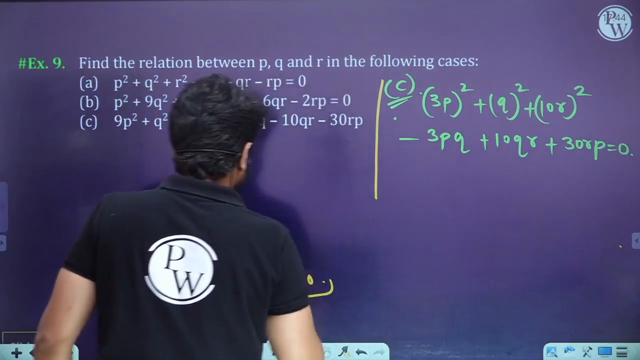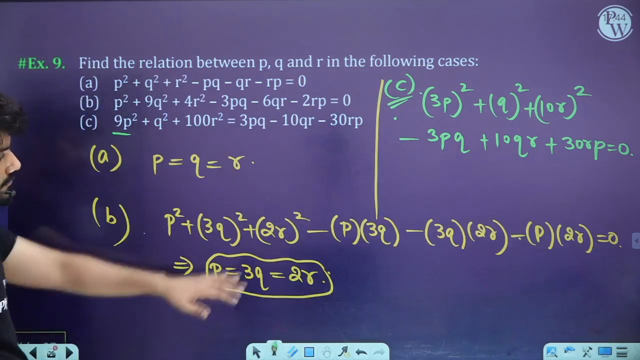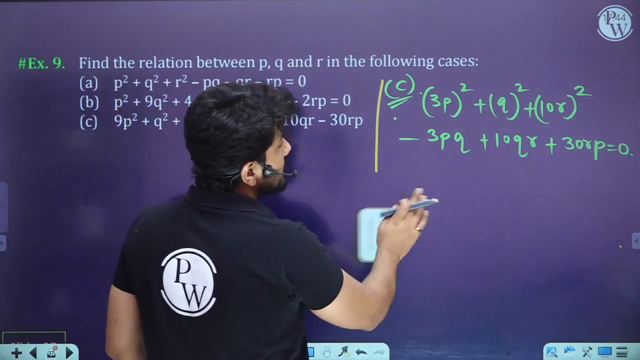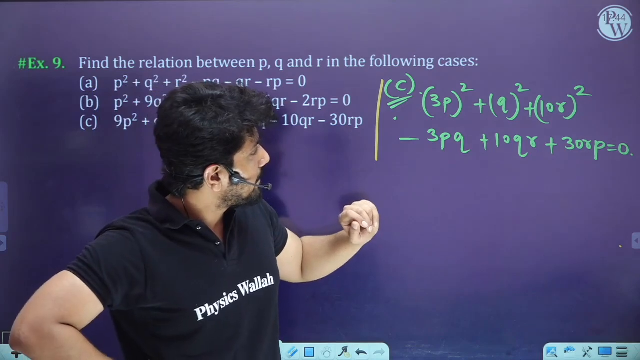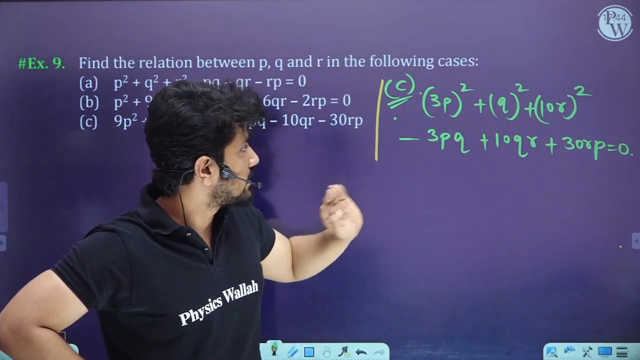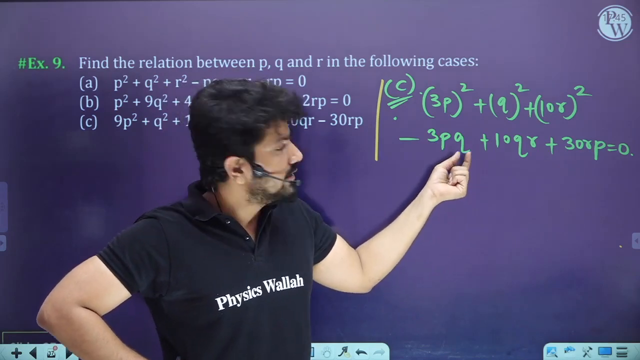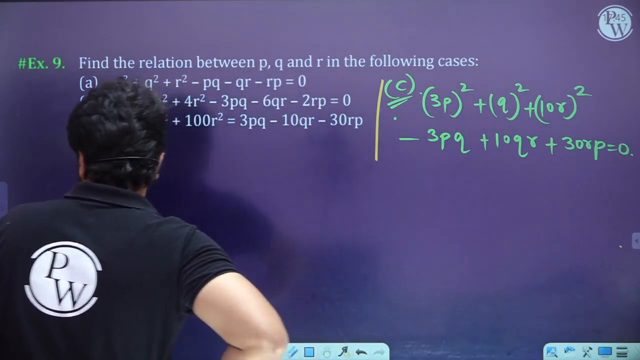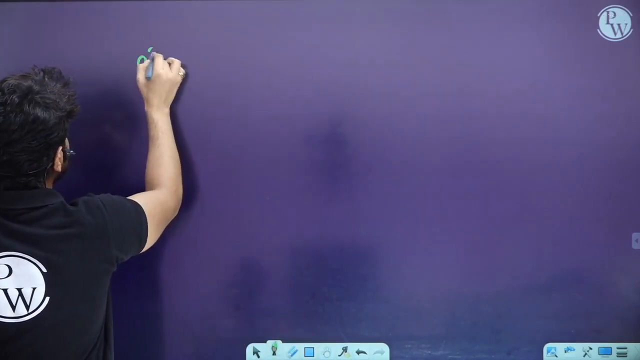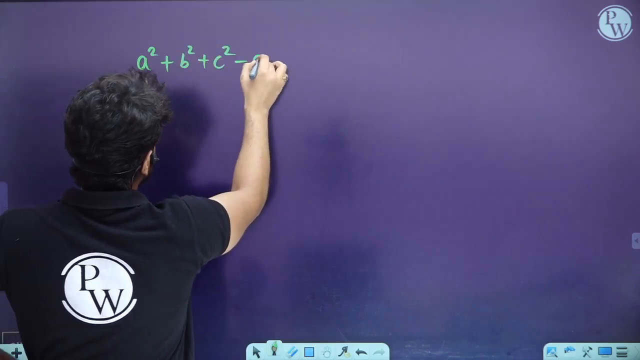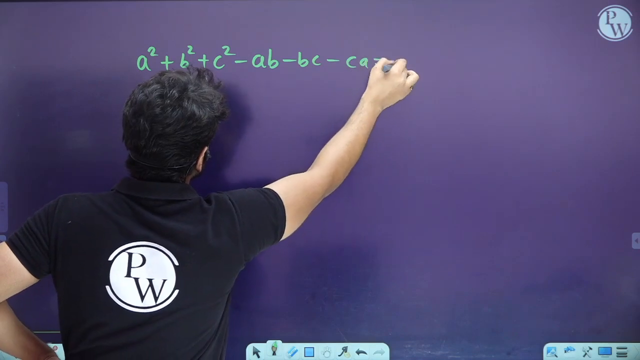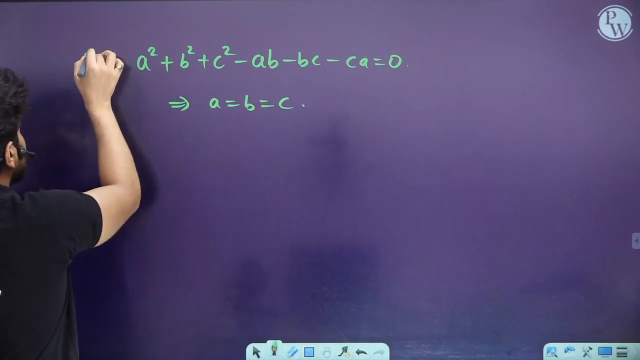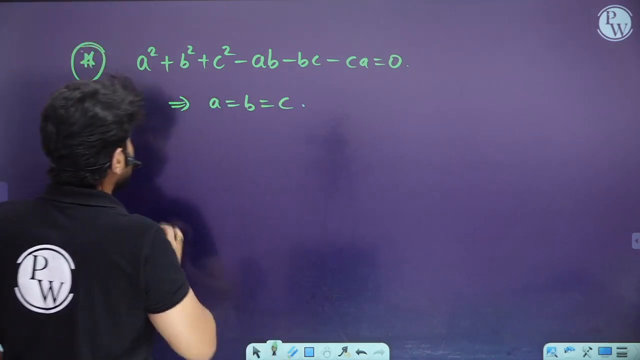Okay, don't worry, everything is written over here. You can see the previous slide. If you download the notes, you will see everything that I've written. So basically, we have 3p square, here we have q square, here we have 10r square. See, here we have the term of minus ab, but here we have plus bc, here we have plus ca. Let me ask you a very simple question. Everybody knows that a square plus b square plus c square minus ab minus bc minus ca is equal to 0. If this is equal to 0, it implies that a equal to b is equal to c. Everybody knows so far. Okay, very simple.